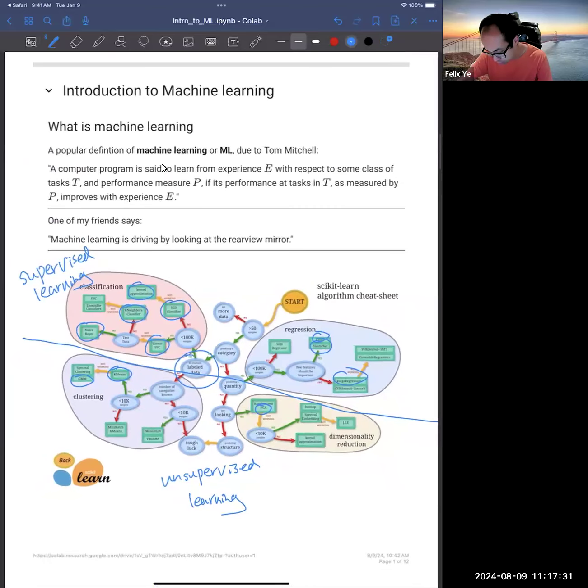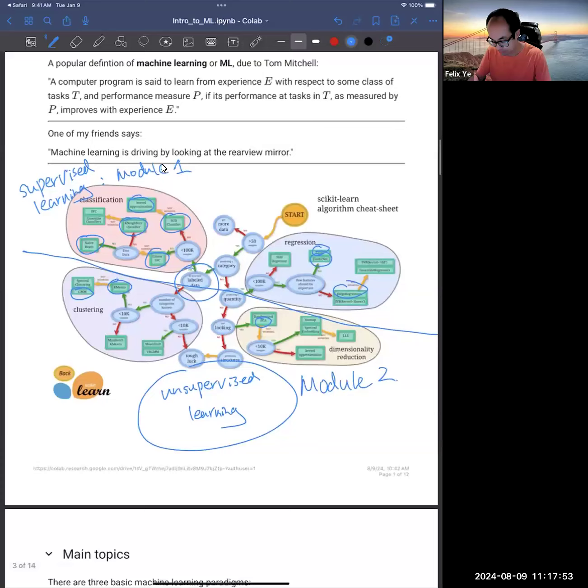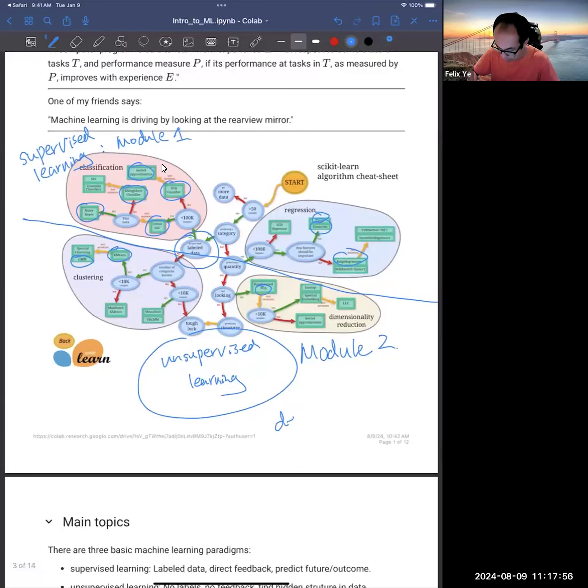So this whole course is separated into 3 modules. Module 1 will be purely on supervised learning. Unsupervised learning will be on module 2. I specifically separate the neural network, which is the deep learning part, into module 3. So these are the 3 things that we're going to talk about in the whole course.